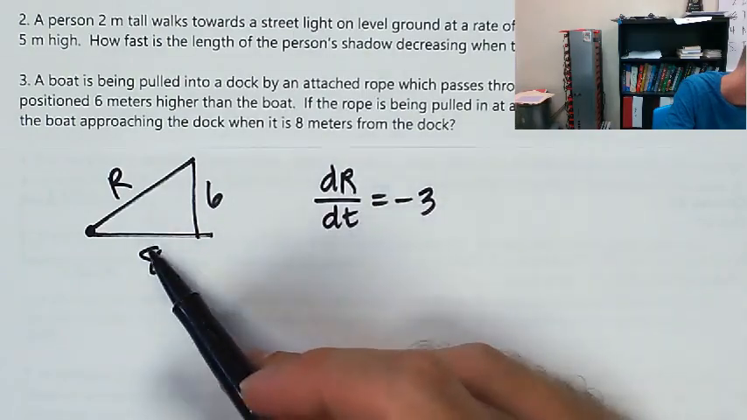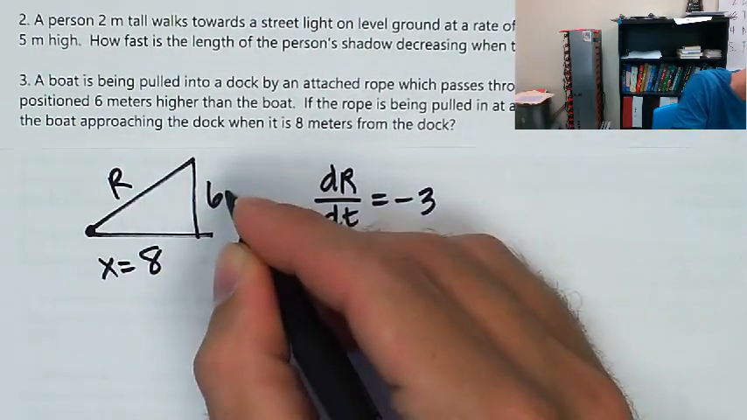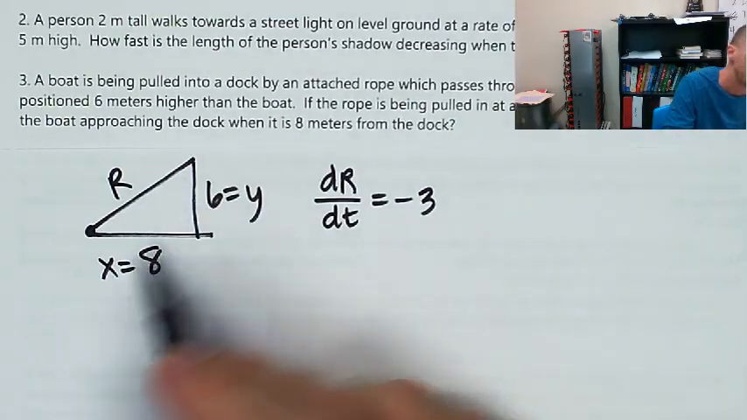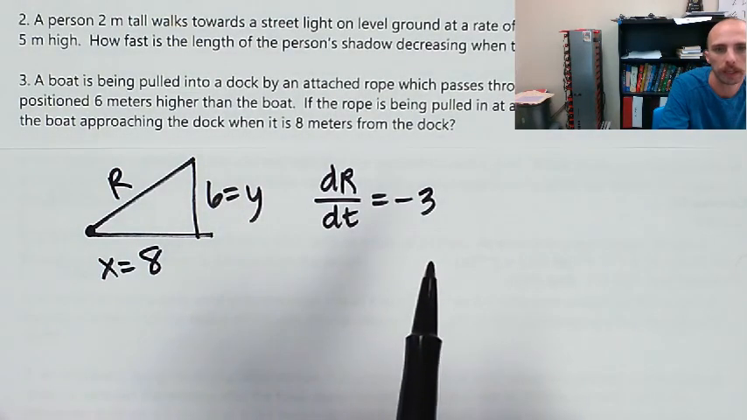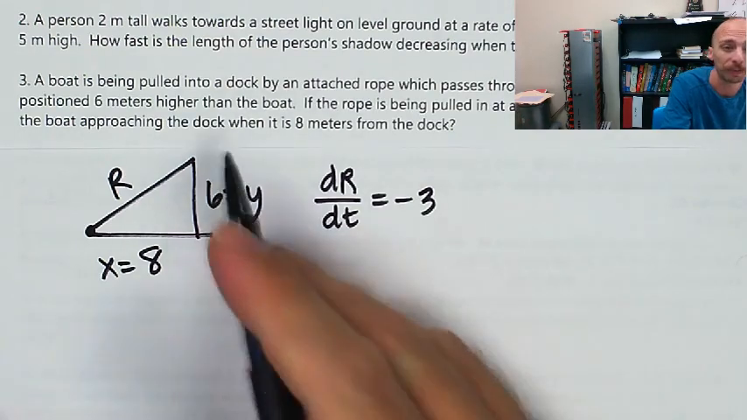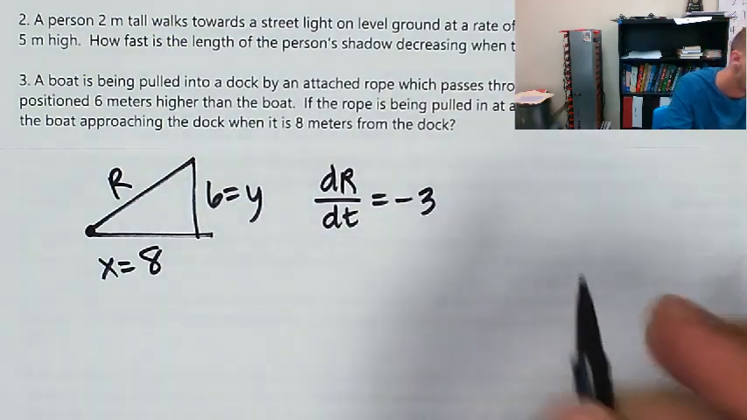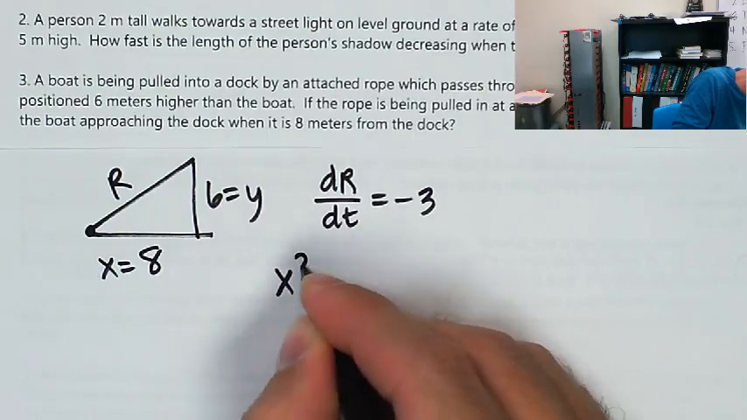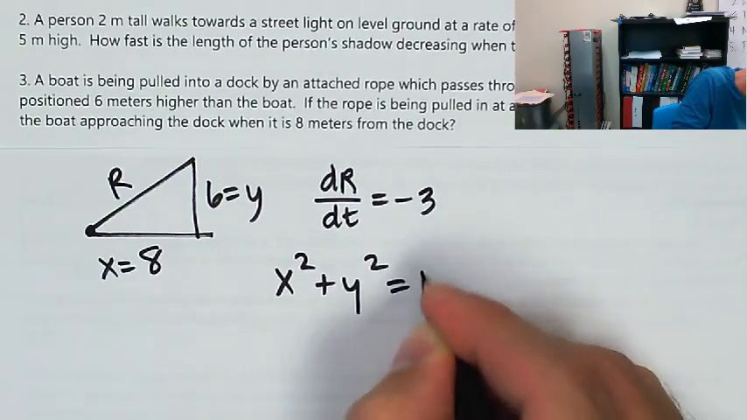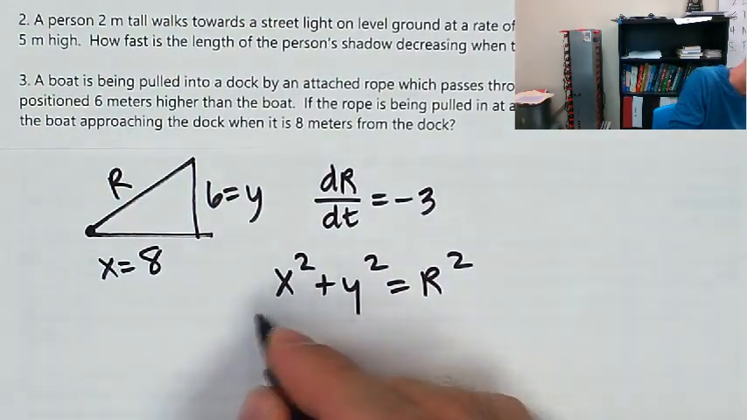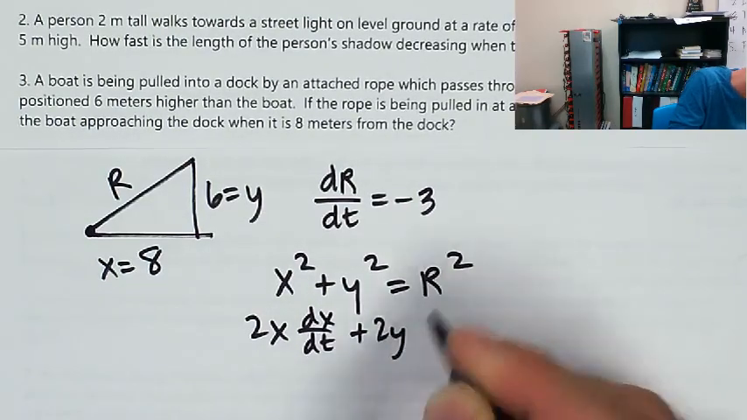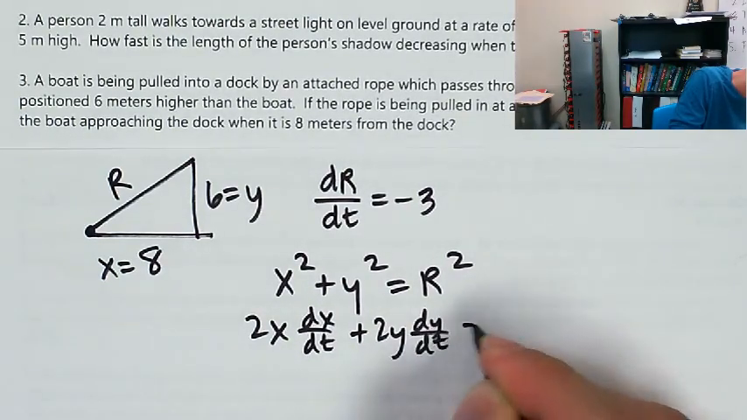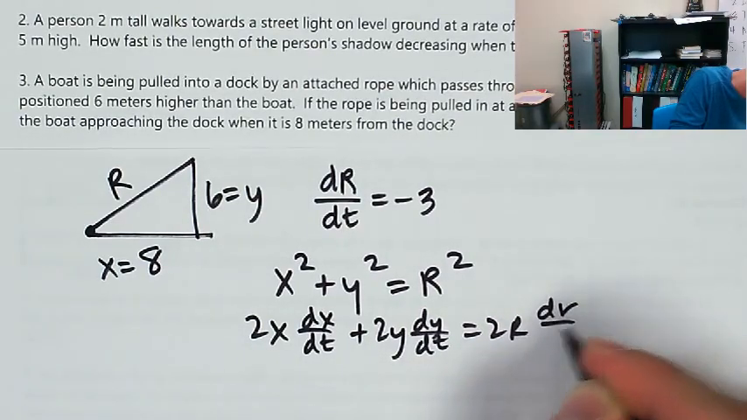How fast is the boat approaching the dock? So really x equals 8 and y equals 6. And these things are changing with respect to time, right? As we pull in the rope, but this is fixed. Okay, so this one won't be so bad. Right, we know that x squared plus y squared equals r squared, meaning that 2x dx/dt plus 2y dy/dt equals 2r dr/dt.